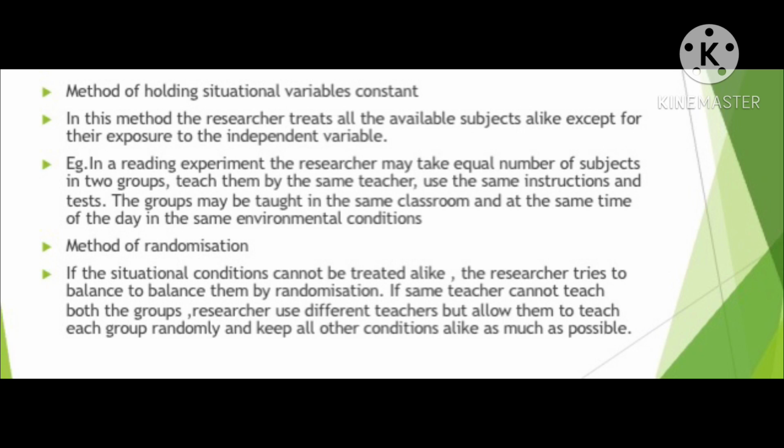The next method is the method of randomization. If the situational conditions cannot be treated alike, the researcher tries to balance them by randomization. If the same teacher cannot teach both groups, the researcher uses different teachers but allows them to teach each group randomly and keeps all other conditions alike as much as possible.